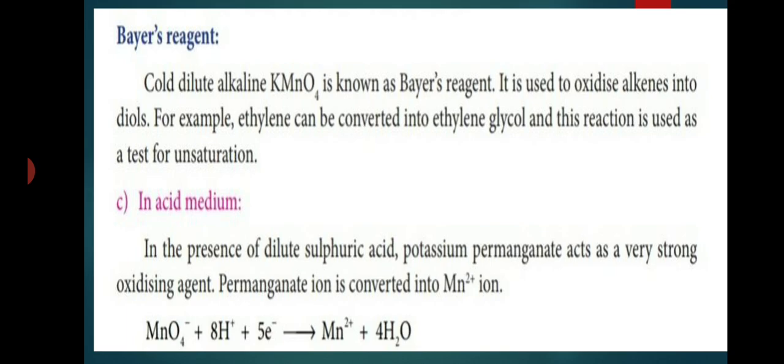Then in acid medium, in presence of dilute sulfuric acid, potassium permanganate acts as a powerful, that is strong, oxidizing agent. The permanganate ion is converted into manganese ion, Mn2+. So MnO4- plus 8H+ plus 5 electrons gives Mn2+ plus 4H2O.